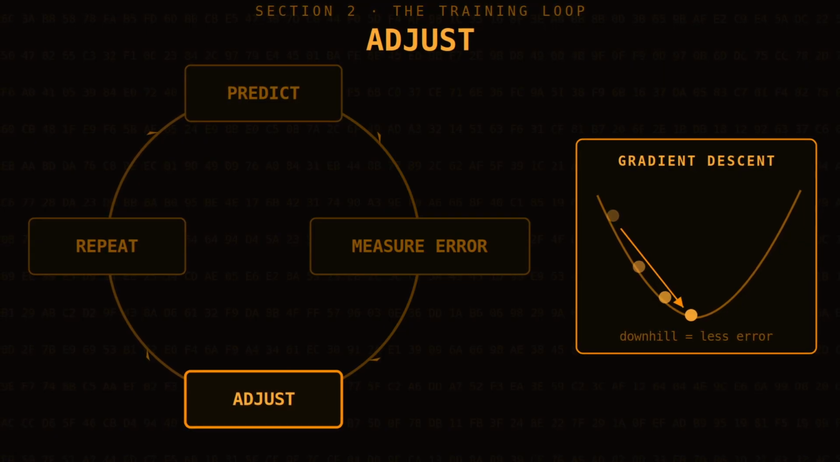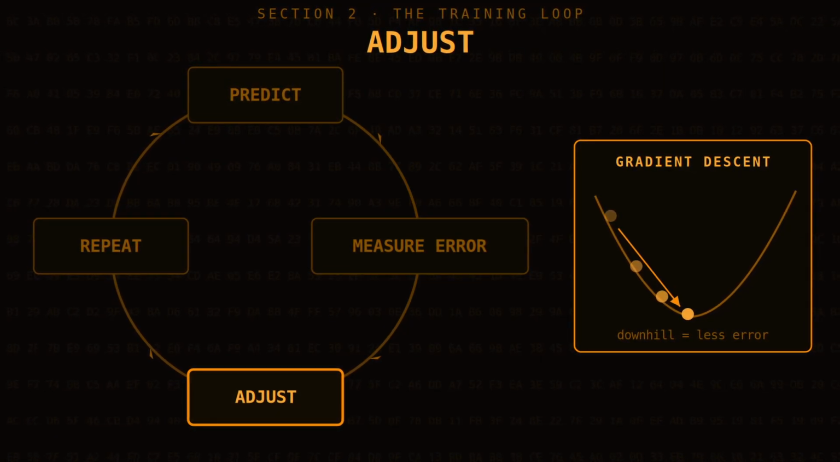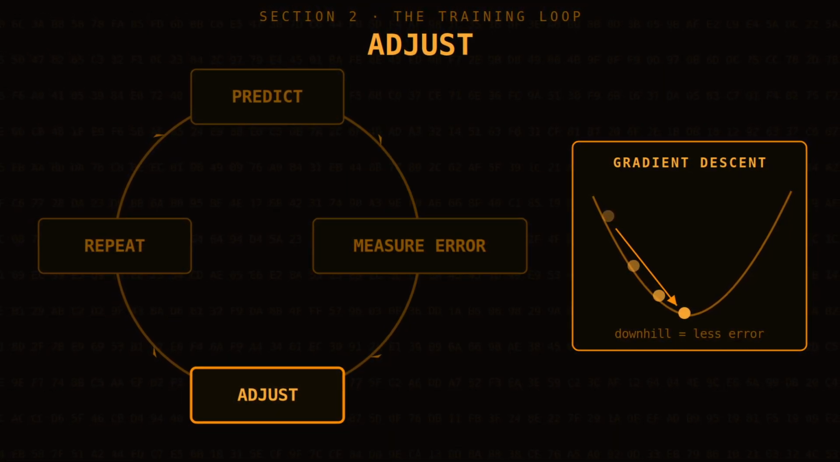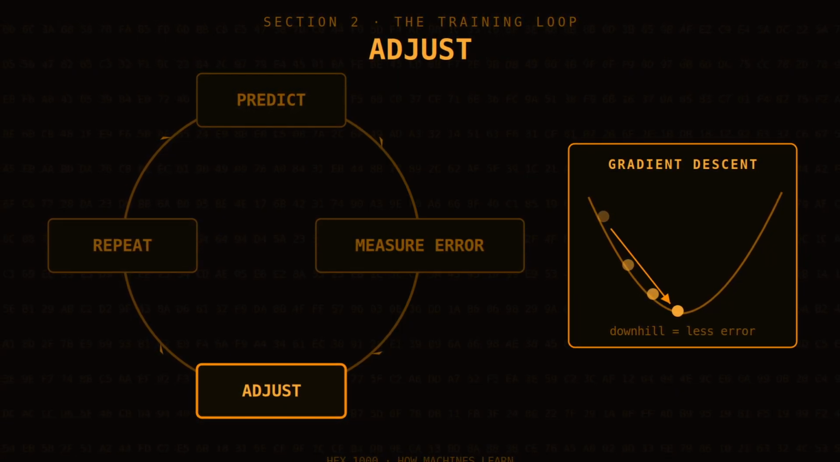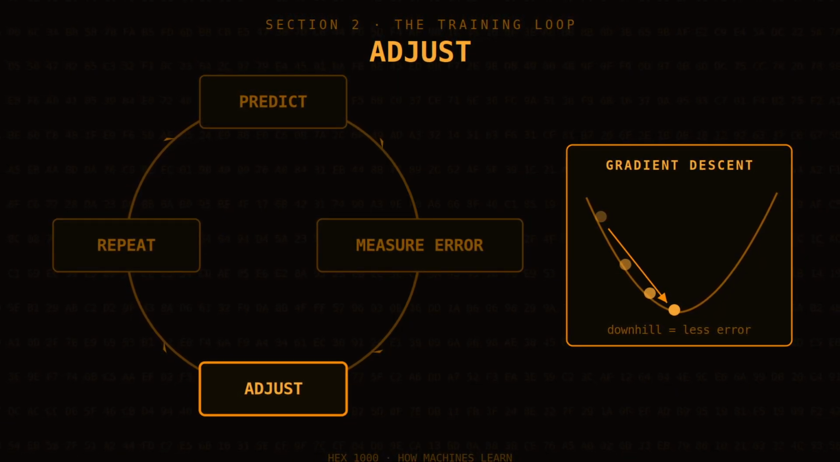Step 3. And this is the clever part. Adjust the parameters to reduce the loss. The algorithm figures it out. For each parameter, which direction to nudge it, up or down, to make the error a little smaller.